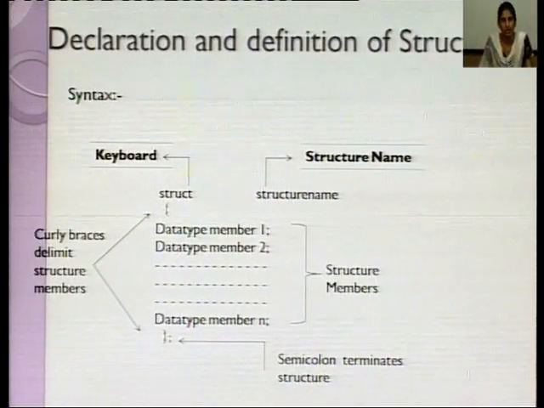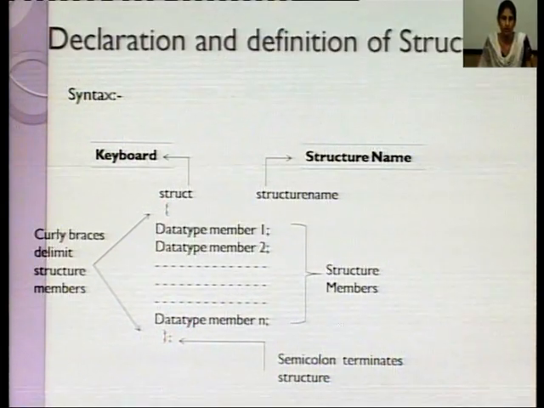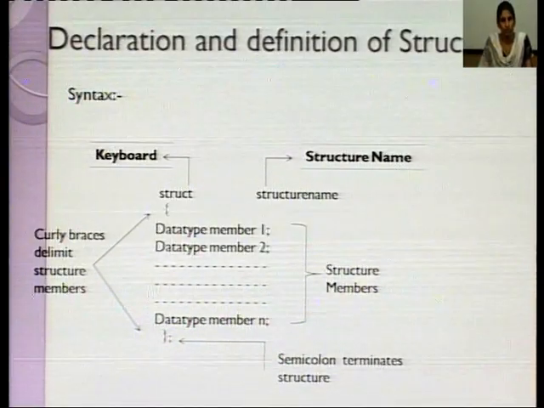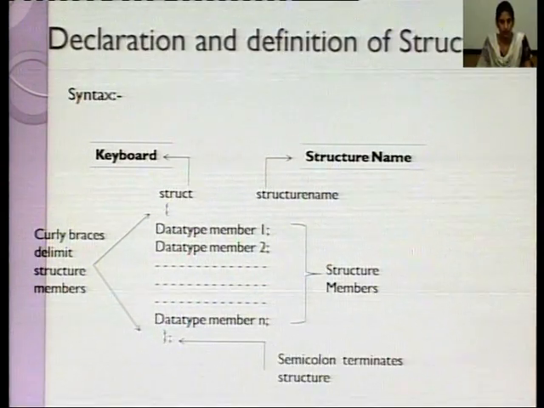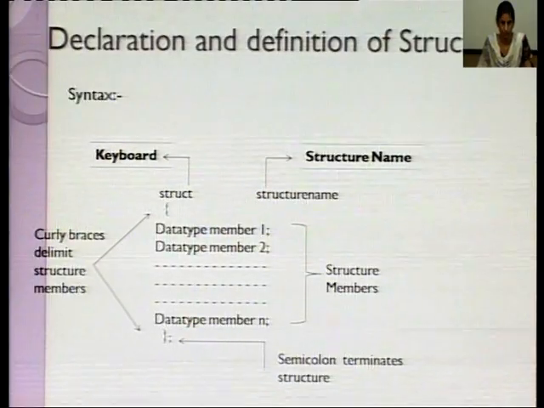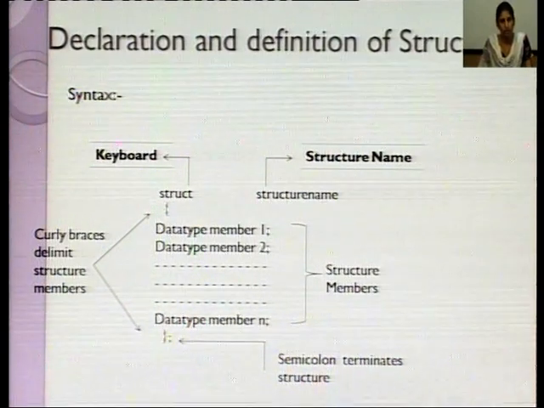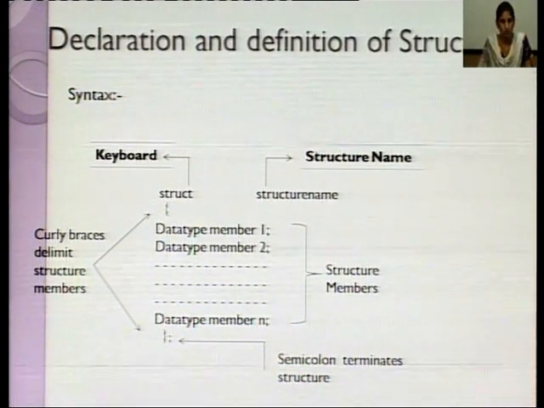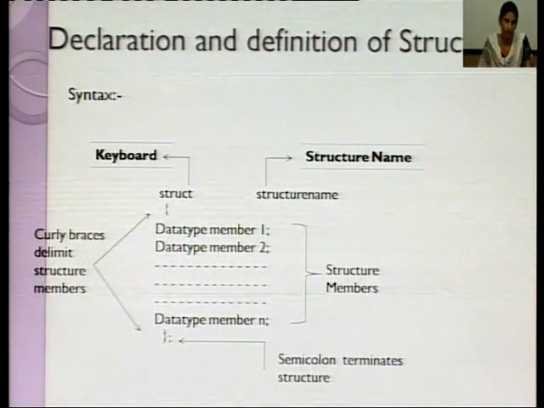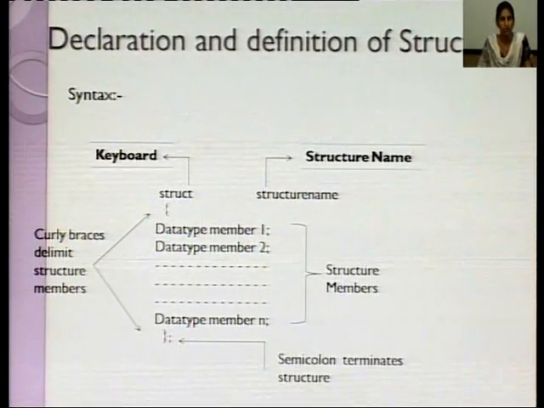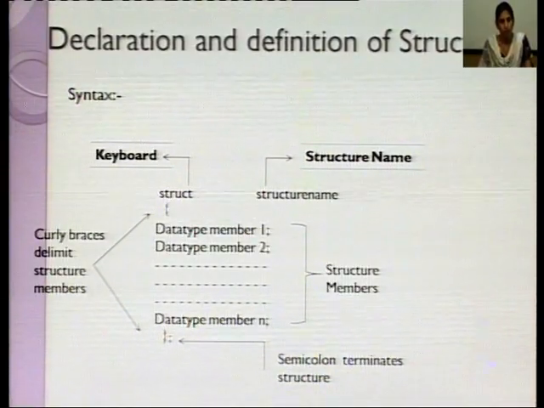Now we will study the declaration and definition of a structure. Firstly, we will study the syntax for declaration and definition of the structure. We use the keyword struct and next the name of the structure. The statement is struct and name of structure, that is, struct name. Then curly braces start, and after that we declare all the members of the structure. Structure members are declared like other data types are declared in a program: name of data type, then member 1, then data type again, member 2, up to n.